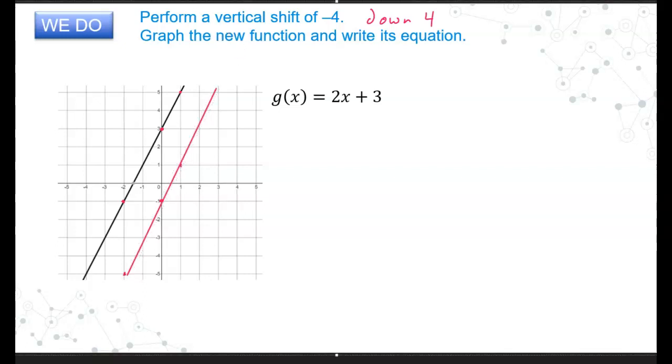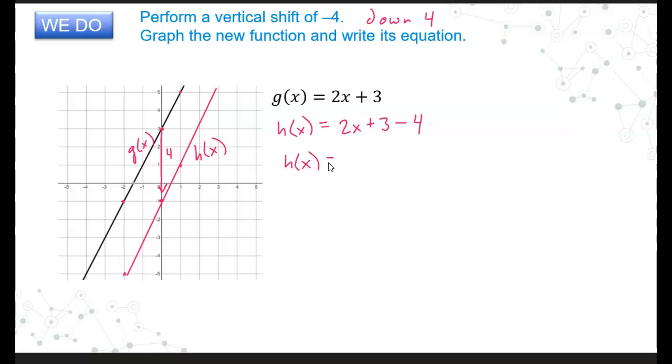So we've drawn the graph now. This is g of x over here. They gave it to us in the problem. Maybe we'll call this one h of x. What is the equation for h of x? What do we do to shift it down 4? Down 4. Well, if you said -4, that's correct. That's the answer. We subtract 4 to shift it down 4.